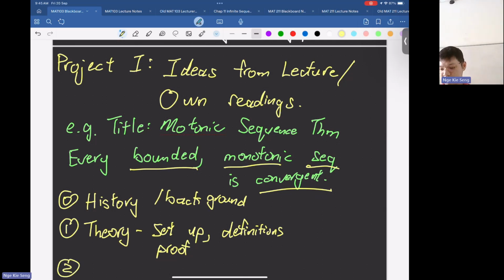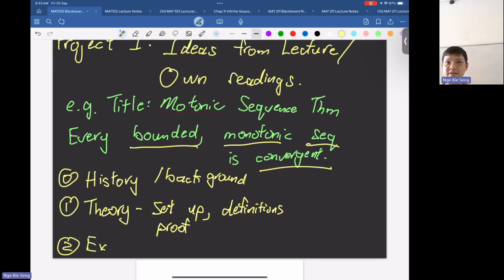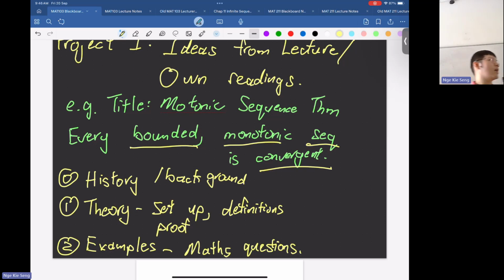Next, you need to show examples. You need to give examples of how your theory works in maths. For example, in what kind of maths question do you need this theory? You need to show me how to apply it, in mathematics.